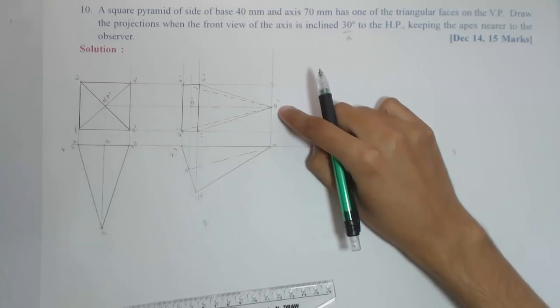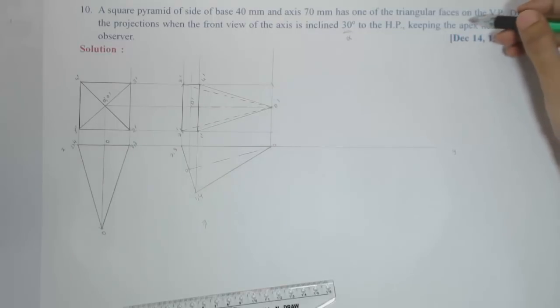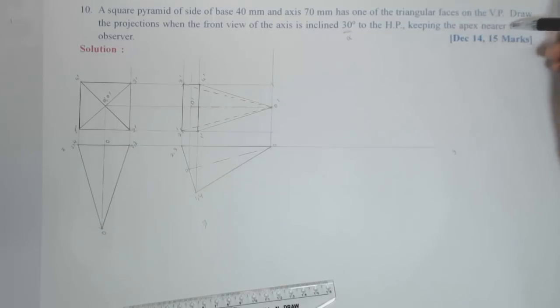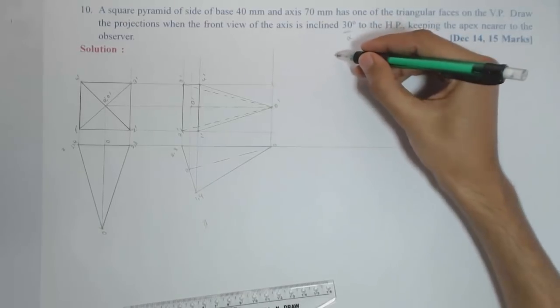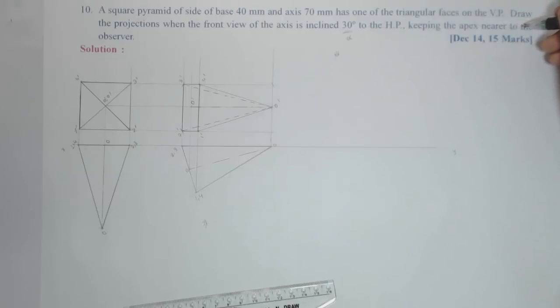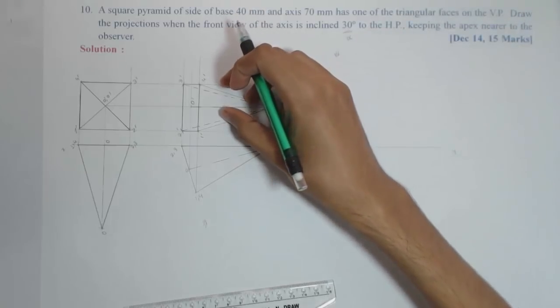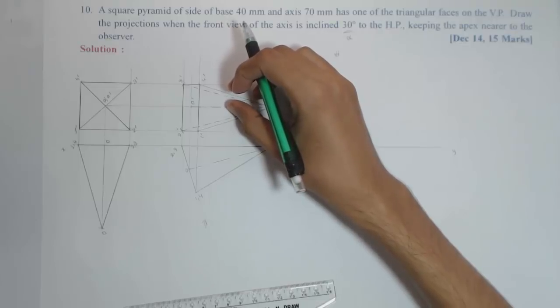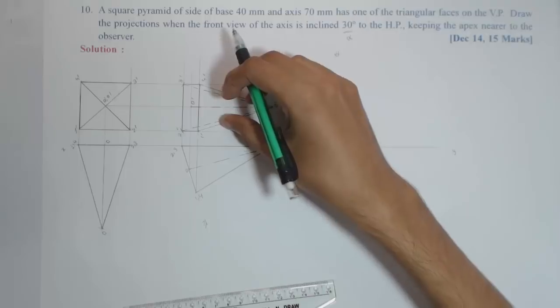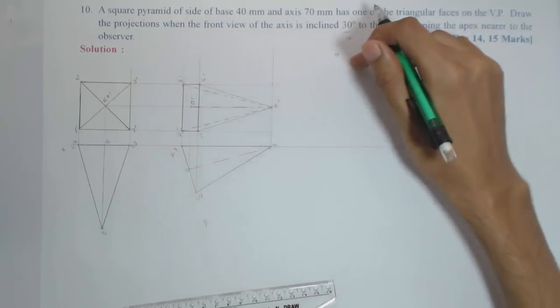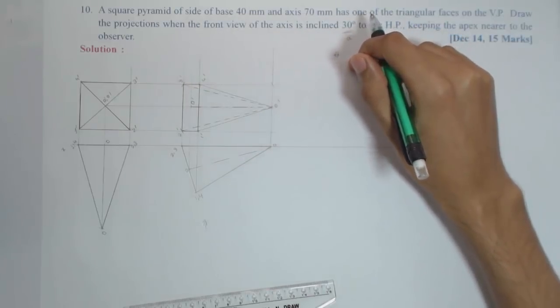But before tilting the solid, we need to check the position of the apex. In the last part, it is said that keeping the apex nearer to the observer. While drawing the third stage for final top view, observer will look from this direction. So apex should be nearer to the observer. So now I have to tilt this front view such that apex is nearer. So I should tilt it in anti-clockwise direction. So O dash will go nearer to the observer, apex.